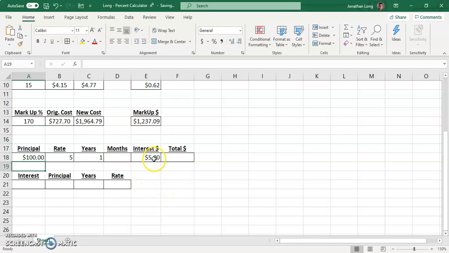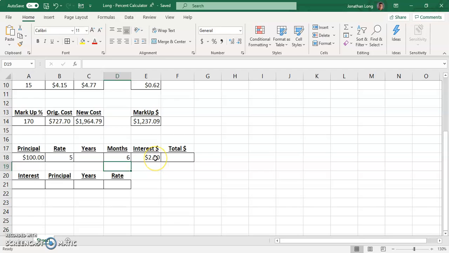Well, I would make $5 interest. All right. So let's take the number of years out and let's say 6 months. That's half a year. Well, that's $250. Does that make sense? It should, because that's half the time it's in the bank and I made half the interest.